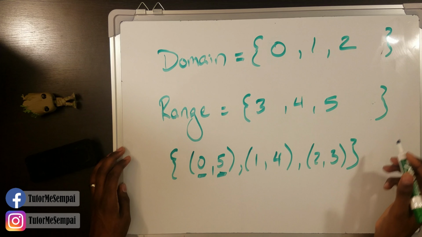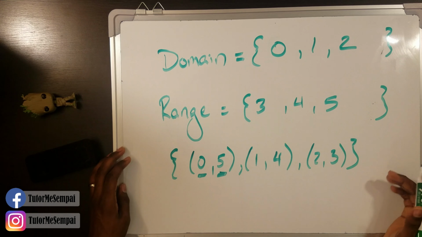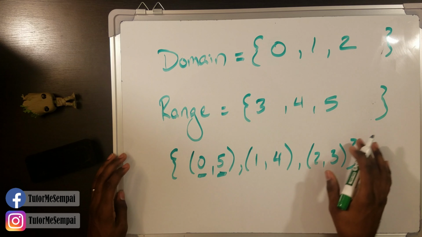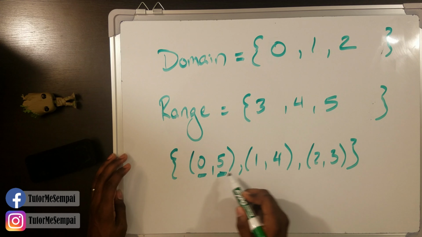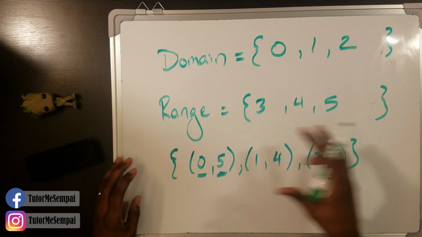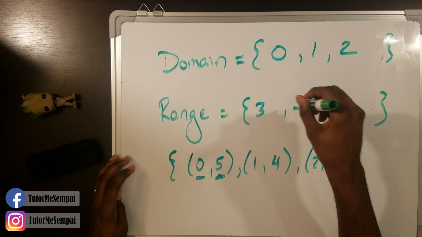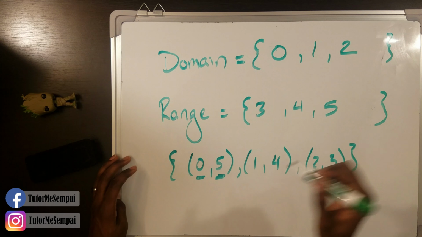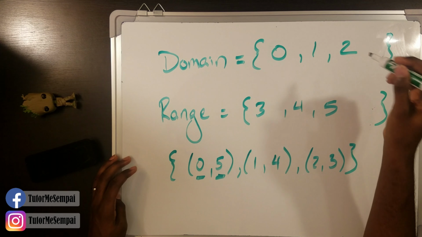Now I put them in order just to make things easier to read, but the range is just going to be the set of all of these numbers. And because 3, 4, and 5 are all the possible Y values that we have in this set, we end up putting them here. 0, 1, and 2 are all the possible X values we have in this set, so we end up putting it here.